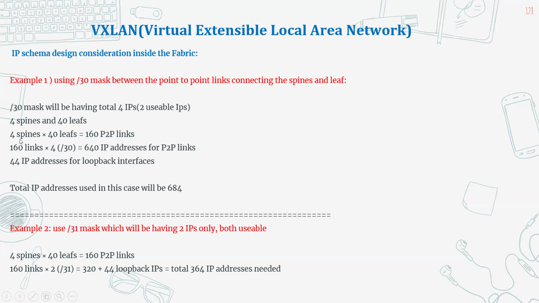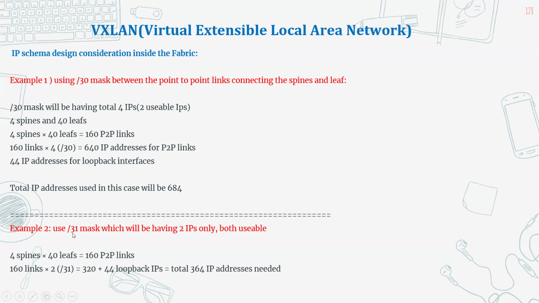And for each link, we are using 4 IP addresses. So for 160 links, there will be 640 IP addresses, plus 44 IPs we need for the loopback interfaces. So the total IP addresses that will be used if we configure a /30 mask between our leaf and spine switches is that we need to spare at least 684 IP addresses.